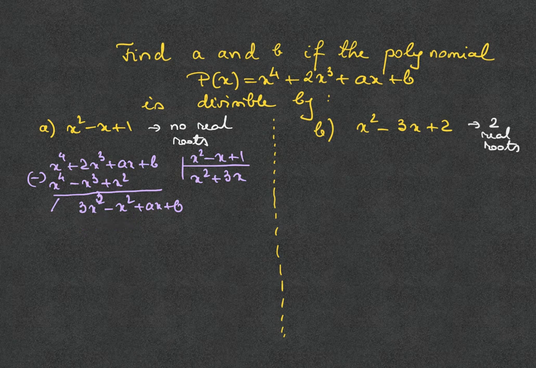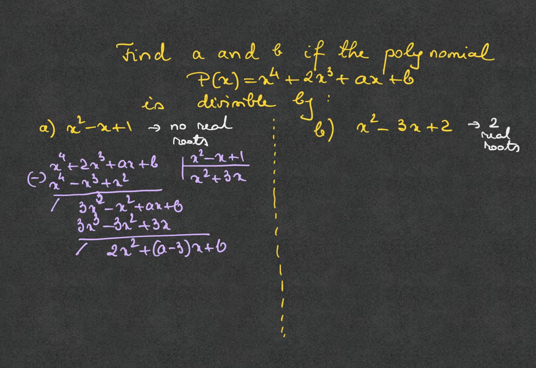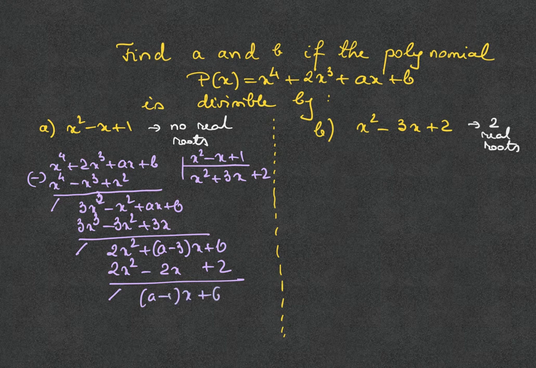Let's use the same method. When I multiply, I get 3x cubed minus 3x squared plus 3x. Subtract again, so I get 2x squared plus (a minus 3)x plus b. And finally plus 2, so 2x squared minus 2x plus 2. And when I subtract, I get (a minus 1)x plus (b minus 2). I can't divide more because the degree here is 1 and x doesn't go into x squared, so I stop here.